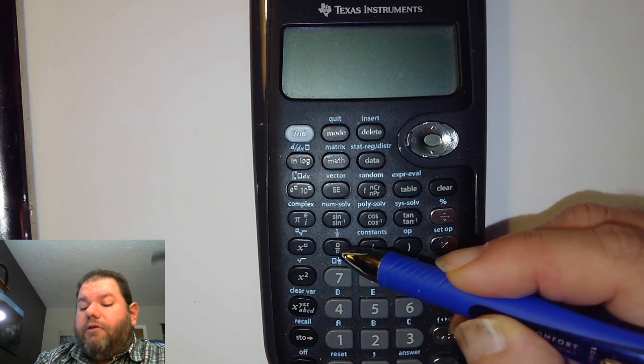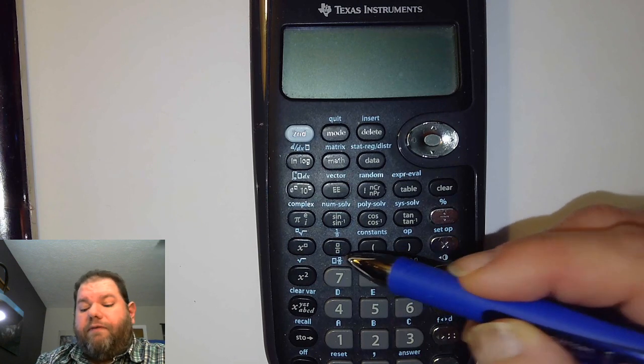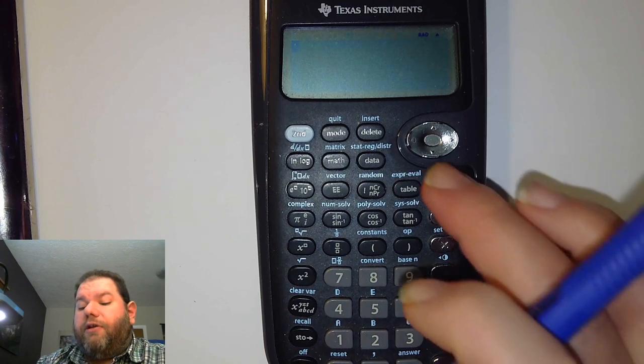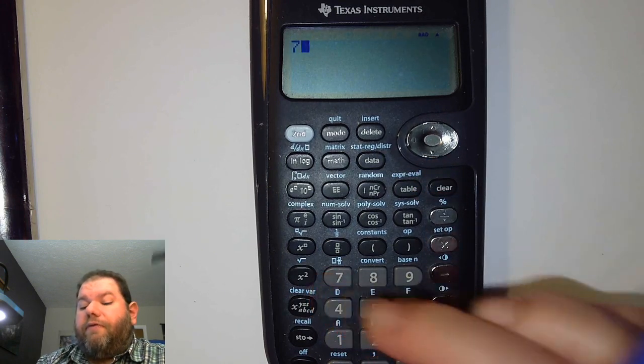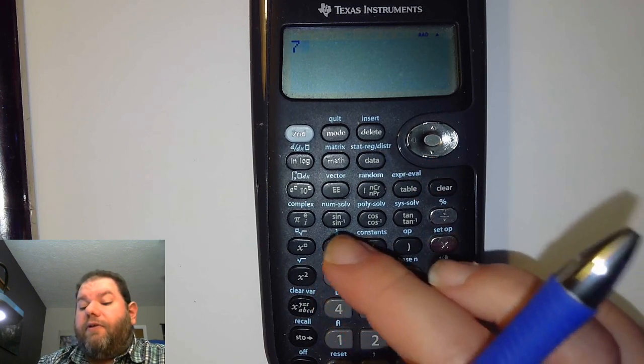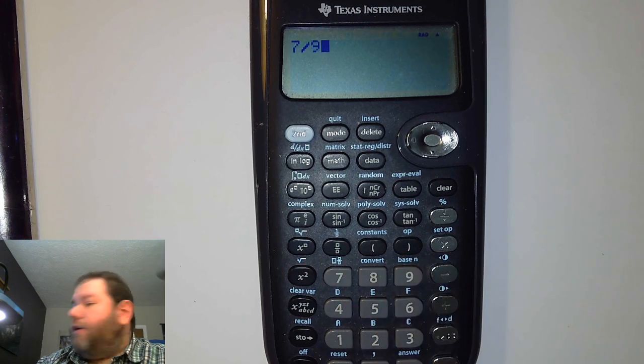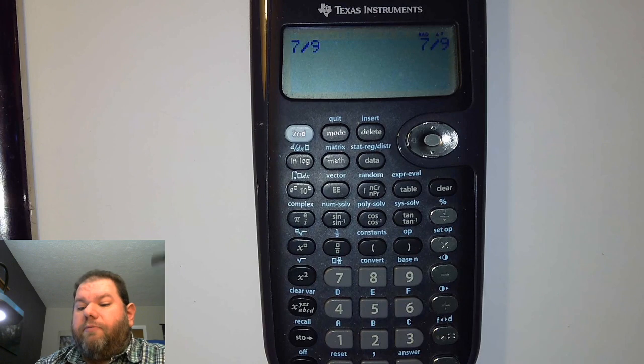So this button here will allow us to enter fractions. For instance, if we wanted to enter 7 over 9, we press the 7 first, and then the fraction button, and then 9, and so that gives us 7/9. If we just press enter, it doesn't have anything to reduce, so it just gives us 7 over 9.